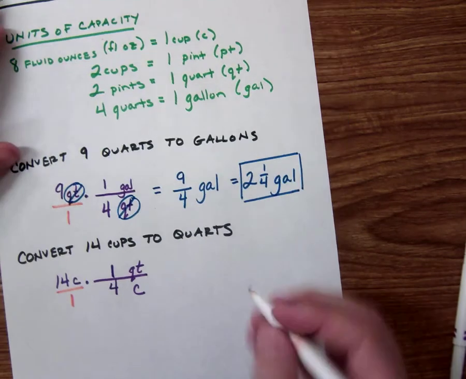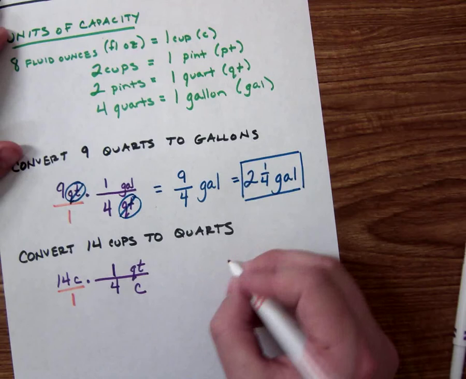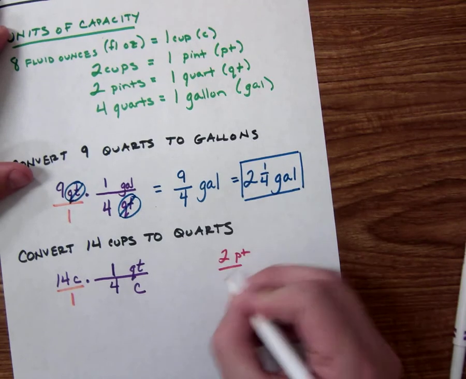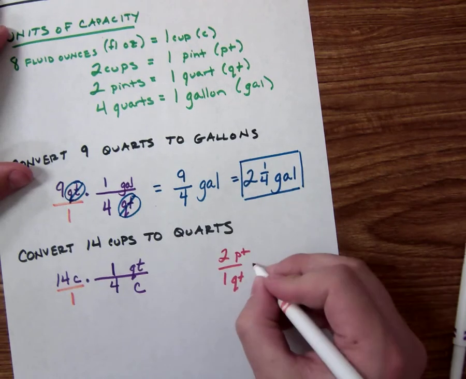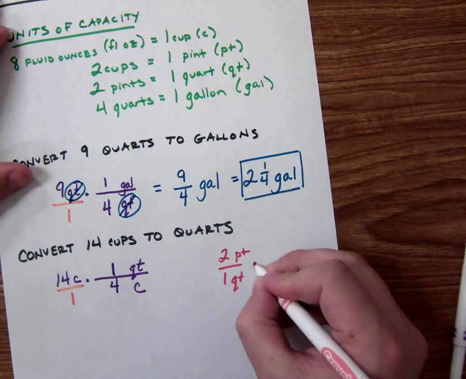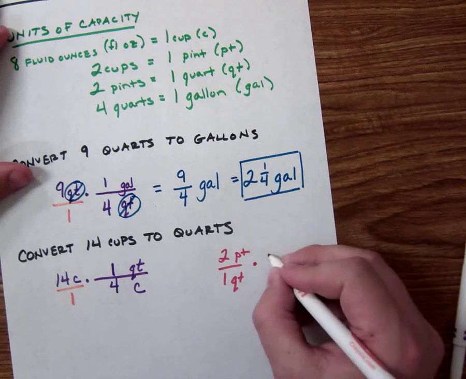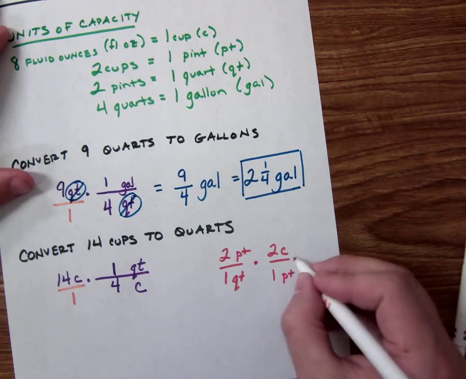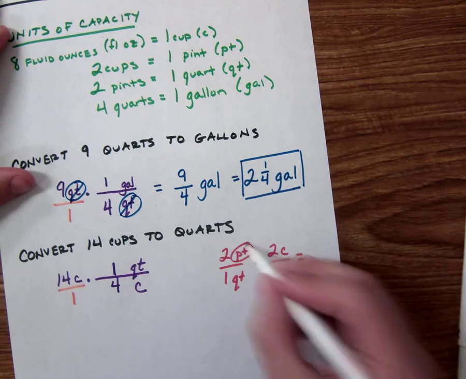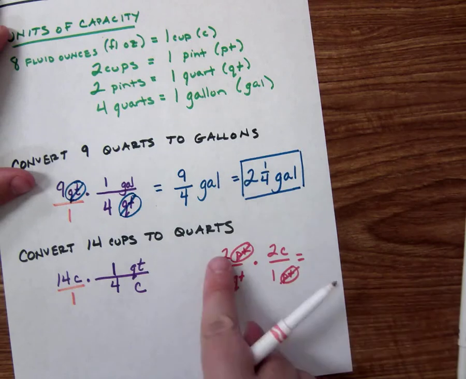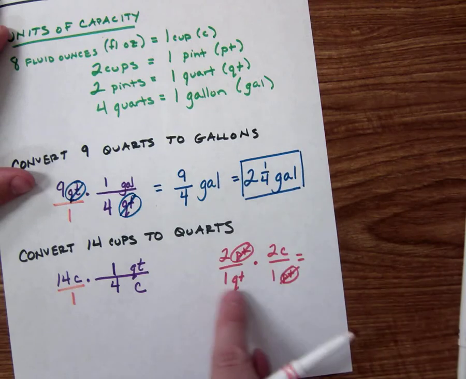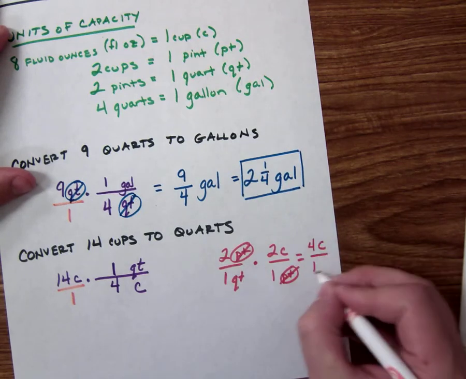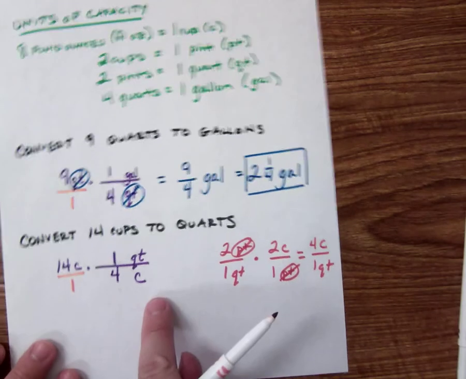If I lost you there, what you can do is say, well, I want to convert from 2 pints to 1 quart. And then I'm going to do the 2 cups for every 1 pint conversion. See how we got pints on the top and pints on the bottom? So 4 cups for every 1 quart. 4 cups on top, 1 quart on the bottom. And if we flip it, quart on top and cups on bottom.